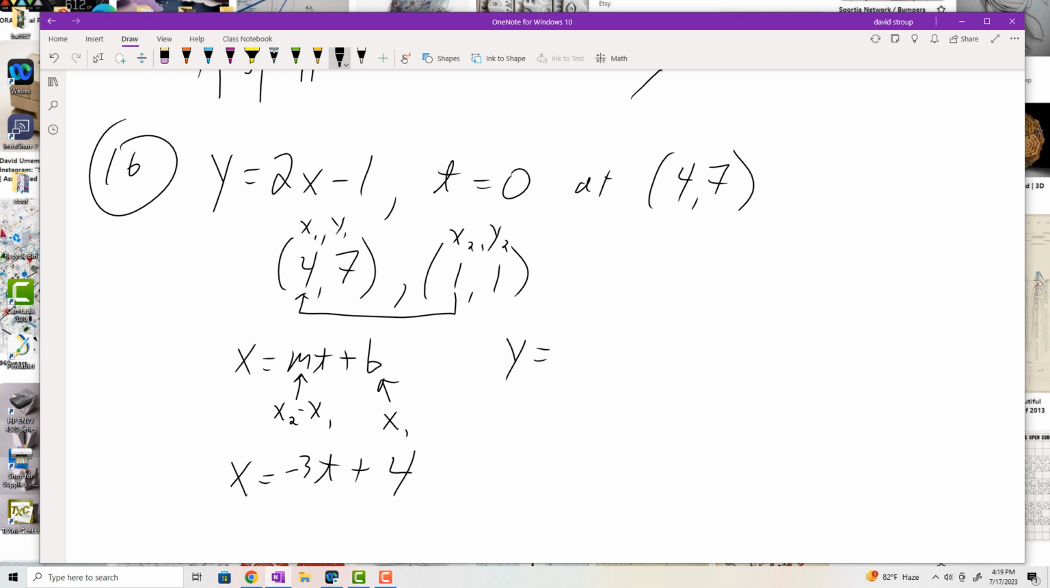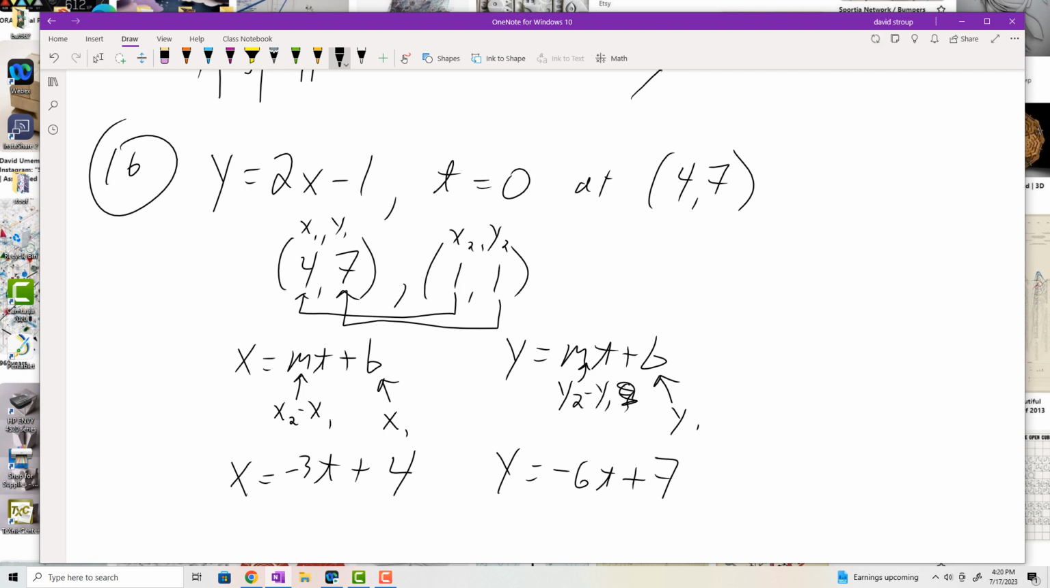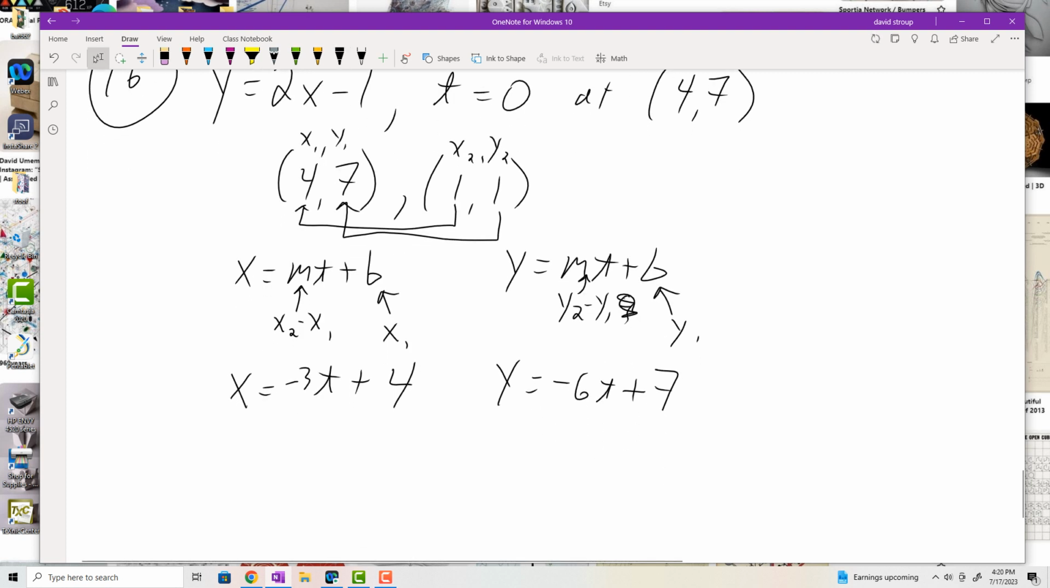Then y, the same spiel, except now you're working with y2 minus y1, and then this other guy here will be your starting position, y1. Okay. So in this case, y will be y2, 1 minus 7, which is negative 6t, and then plus 7. Okay.